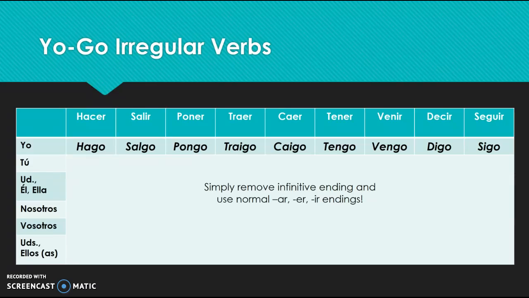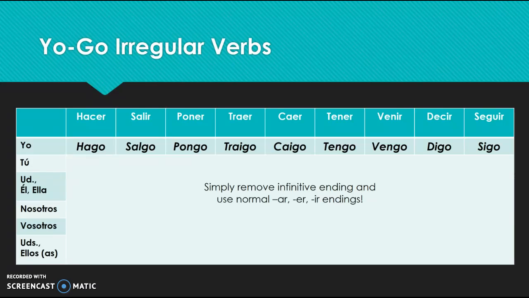Tener and venir happen to be stem changers, E to IE in all other conjugations, so I grouped them together, tengo and vengo. And then decir and seguir happen to be E to I stem changing verbs in all other forms, so I grouped those two together, digo and sigo. Now, these are all verbs that have a slight irregular form, the yo form.